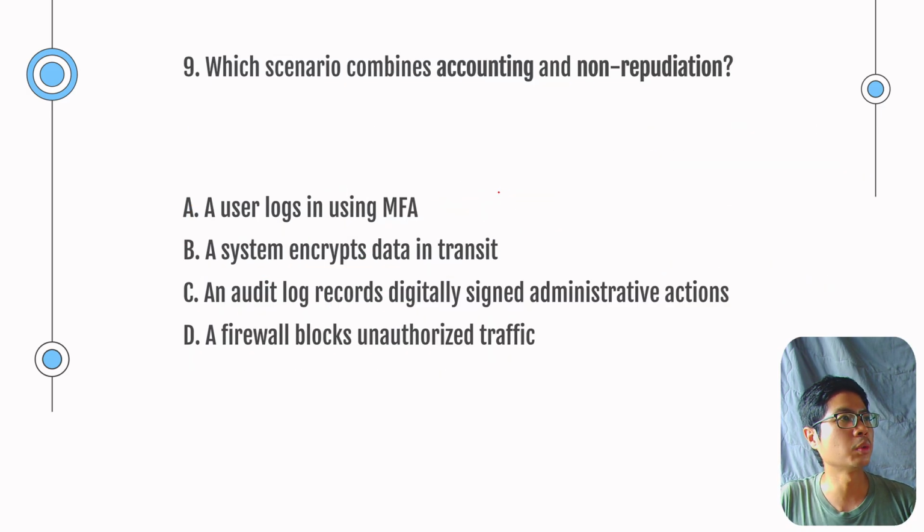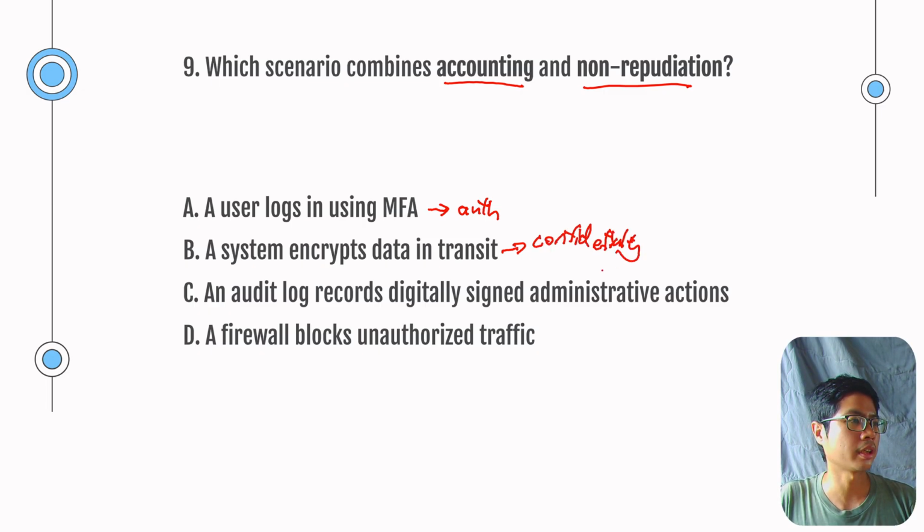Okay, question 9. Which scenario combines accounting and non-repudiation? There are two concepts in here, accounting and non-repudiation. User logs in using MFA. This is, I think, authentication. Nothing else in here. A system encrypts data in transit. This is encryption, which promotes confidentiality. When we move to C, this is slightly more interesting.